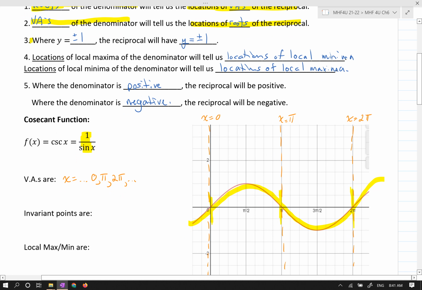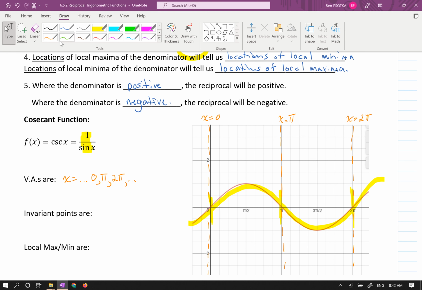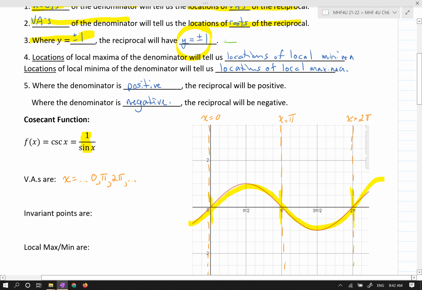Now where y is equal to plus or minus 1 on our denominator, then our reciprocal will also have y equals plus or minus 1. We call these, if you remember, invariant points. Good, so y is equal to plus 1 here in our denominator. It's equal to minus 1 right there. So at those locations, we're expecting our reciprocal function to also share those points.